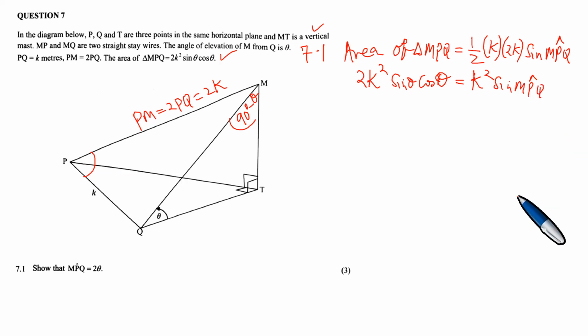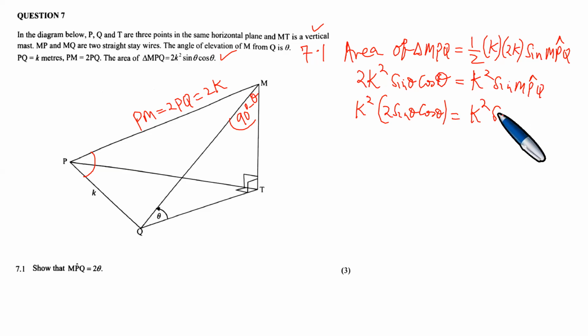There are many ways to do this question, but this is the method that will naturally be the one to use. K squared is a common factor here. If you factor it out, you have 2 sine theta cosine theta, which is K squared, the trigonometric sine of MPQ.